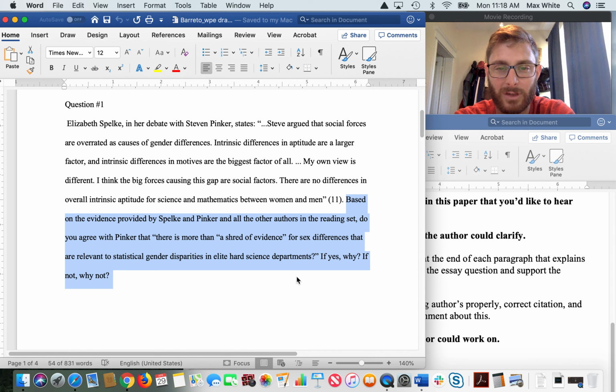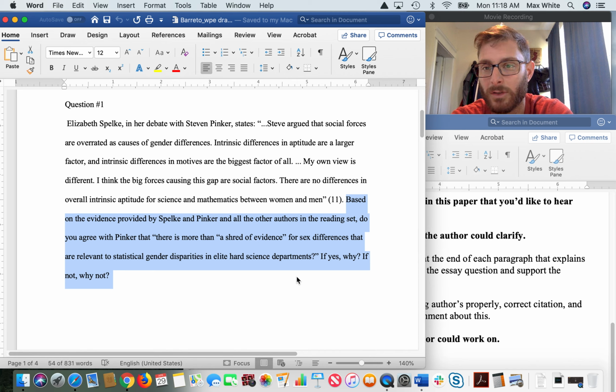Intrinsic differences in aptitude, right? Intrinsic differences. That's Pinker's idea, that women just want to have families and they're not as good at science. I'm Steven Pinker, I think this. Personally, I disagree with Pinker. You can probably tell. Whereas Elizabeth Spelke is saying that there are social factors that cause these things.